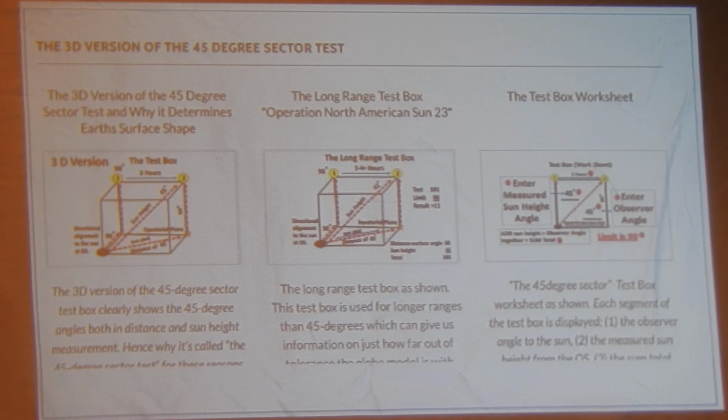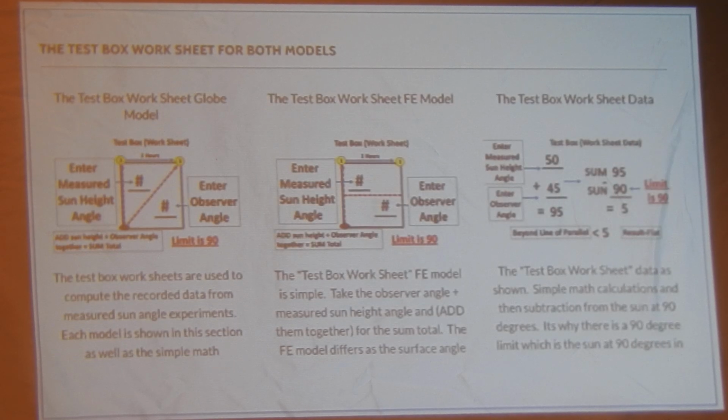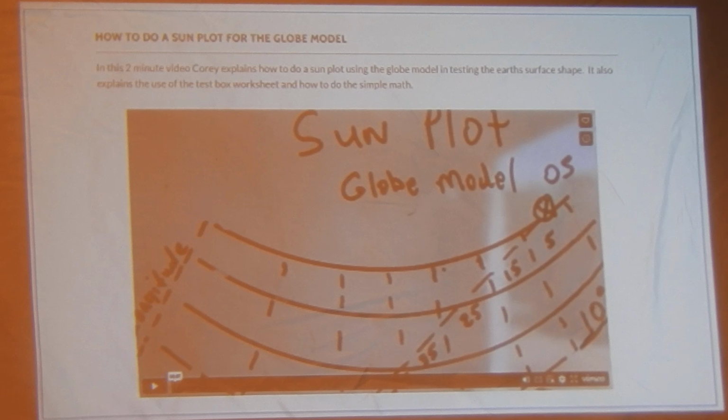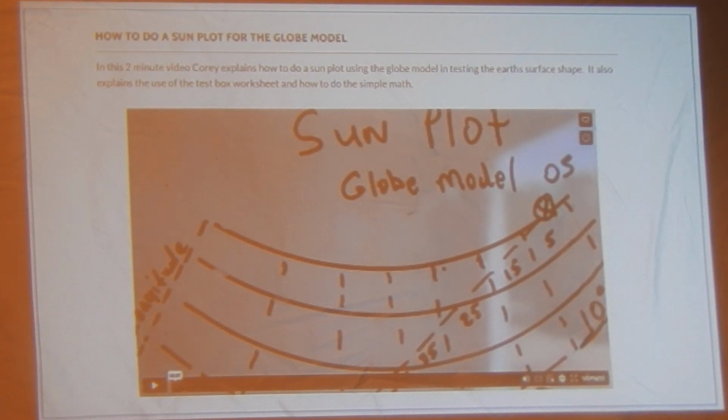Again, this test was developed by myself, and it avoids measuring the sun at higher angles to avoid refraction or lensing as it occurs in our atmosphere. And then there's the test box, in which you input the test data, which is basically the vertical angle, the angle you measured, and then the angle of the observer, either for the flat earth model or the globe model, and simply add them, the limit being 90, because the sun is always 90 degrees. There are videos as well in this section.